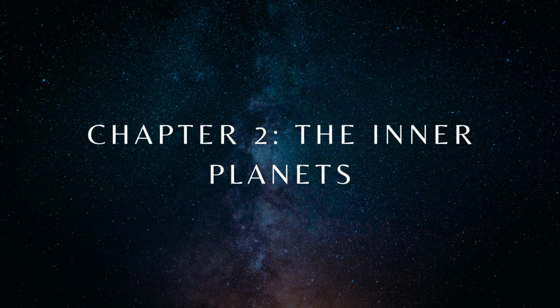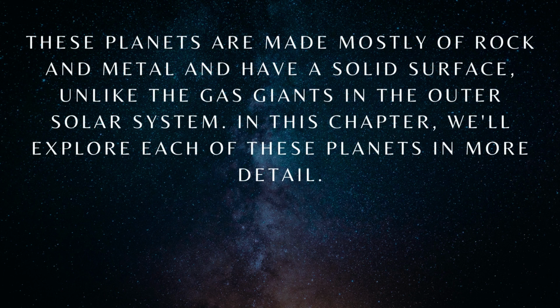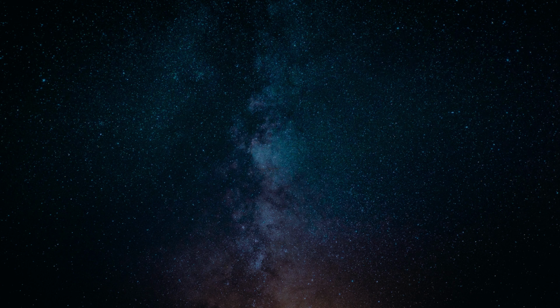Chapter 2. The Inner Planets. The inner planets, also known as the terrestrial planets, are the 4 planets closest to the Sun: Mercury, Venus, Earth, and Mars. These planets are made mostly of rock and metal and have a solid surface, unlike the gas giants in the outer solar system. In this chapter, we'll explore each of these planets in more detail.